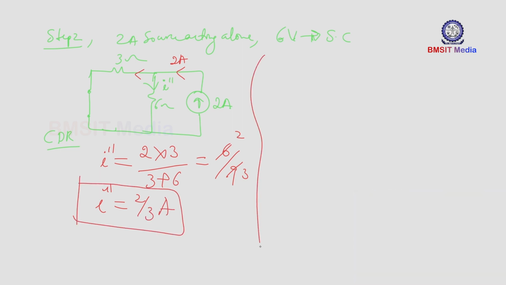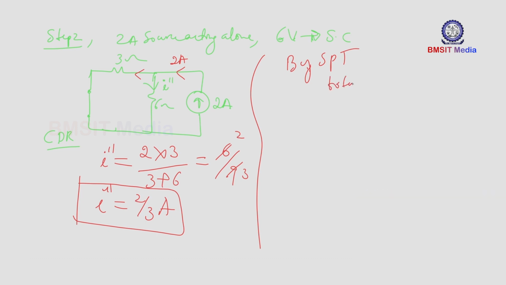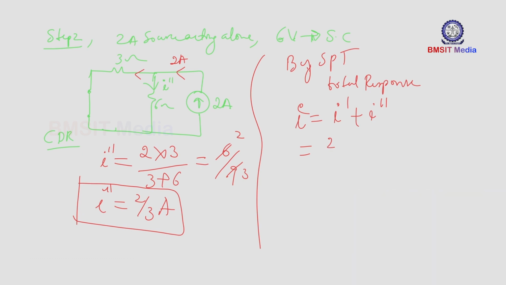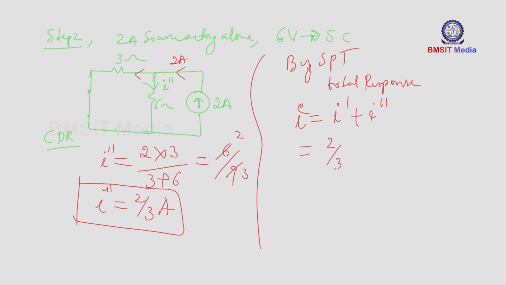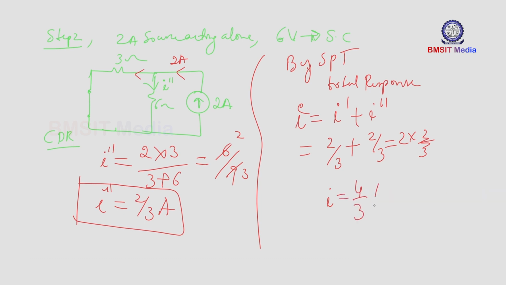Now, what is the total response? By SPT, the total response is I equal to I dash plus I double dash. What is the value we got when 6 volt acting alone? It is 2 by 3, and plus again here it is 2 by 3. So, it is 2 into 2 by 3, which is equal to 4 by 3. So, that is the value of the current I using SPT.